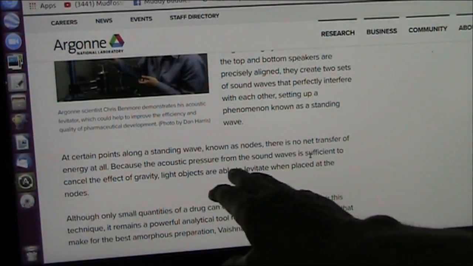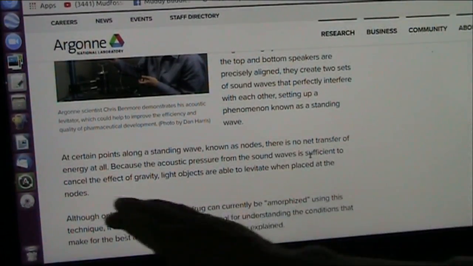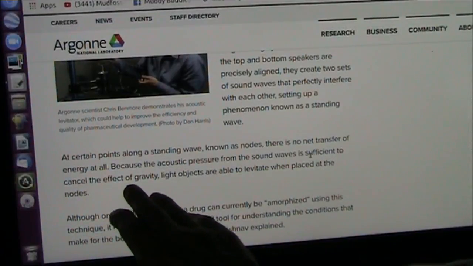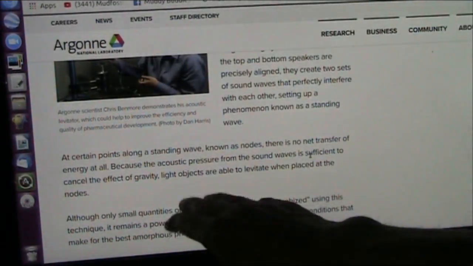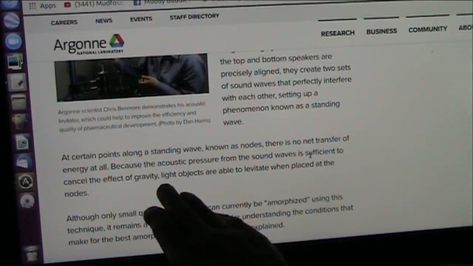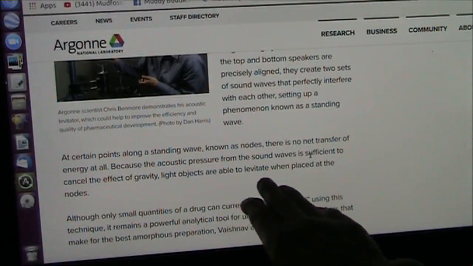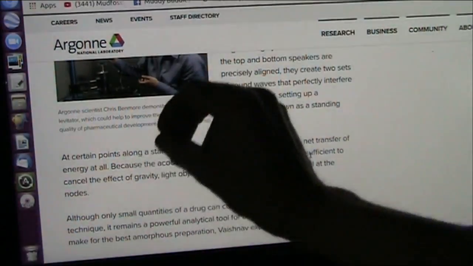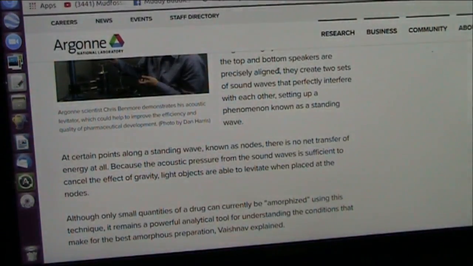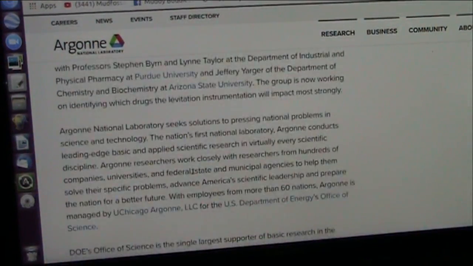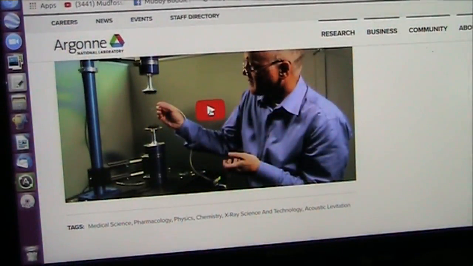Because the acoustic pressure from the sound waves coming up is sufficient to cancel the effect of gravity coming down. Really, that is basically what they're saying. Light objects are able to levitate when placed at the nodes. Now, watch this. Very, very cool. And I think I understand it. Here we go.